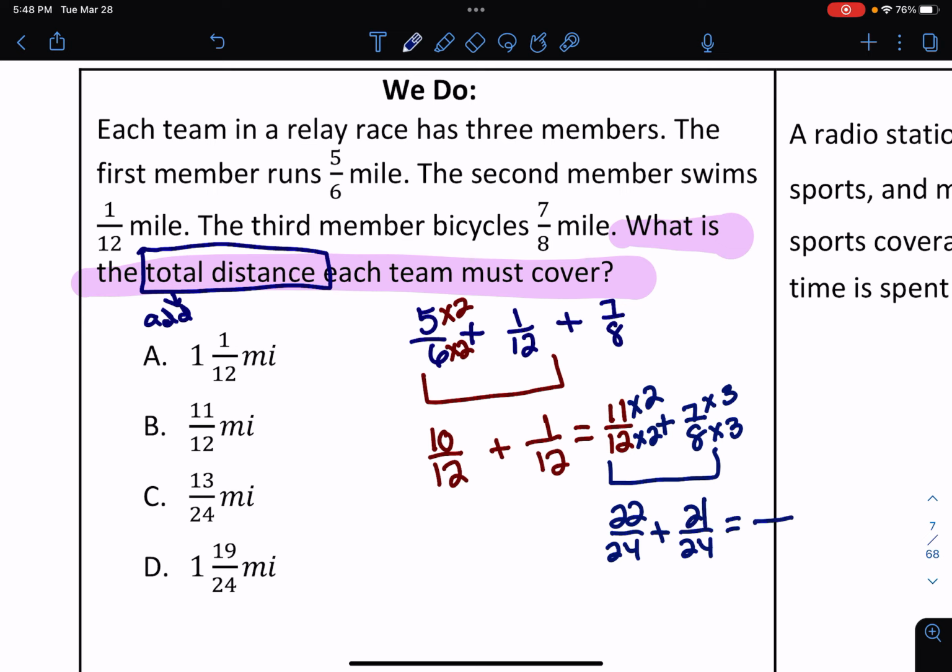So now I can add those two. So my denominator stays the same, so I just carry it over. It's 24. And so now I have 22 plus 21, which is 43. Okay. So now, does that match any of my answers? No, it does not. So that means I have to turn that improper fraction into a mixed number.